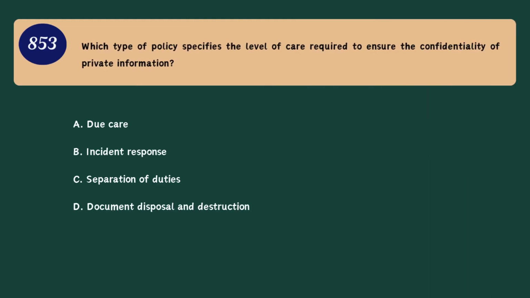Question 853. Which type of policy specifies the level of care required to ensure the confidentiality of private information? A. Due care. B. Incident response. C. Separation of duties. D. Document disposal and destruction.